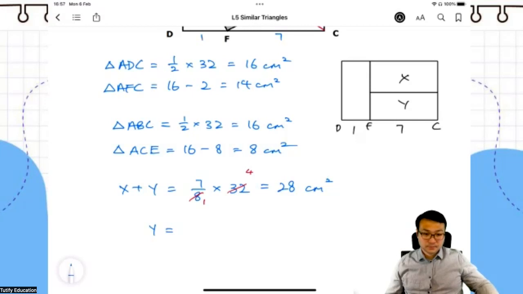28 divided by 2. Yes, 28 divided by 2, because the ratio is 1:1 here.